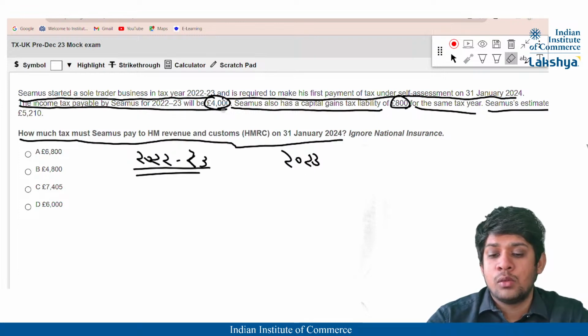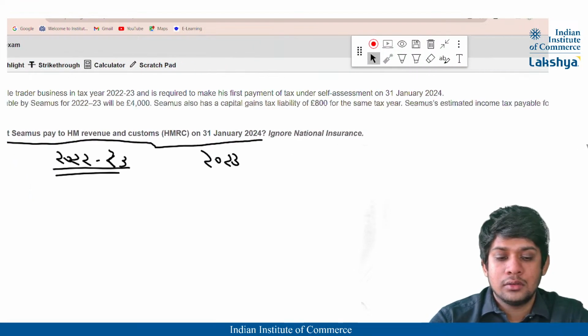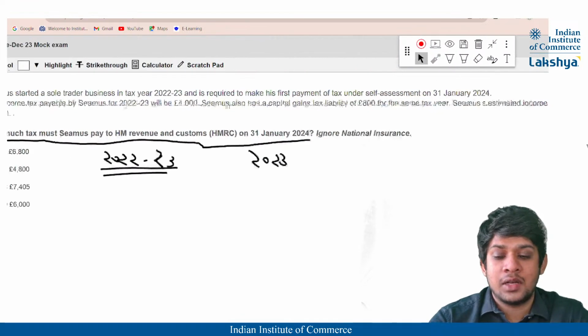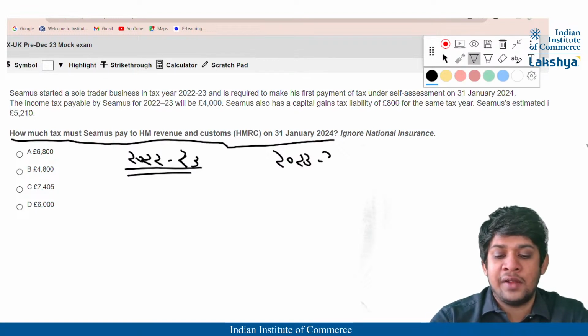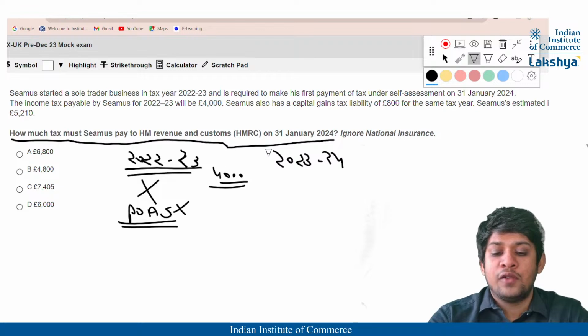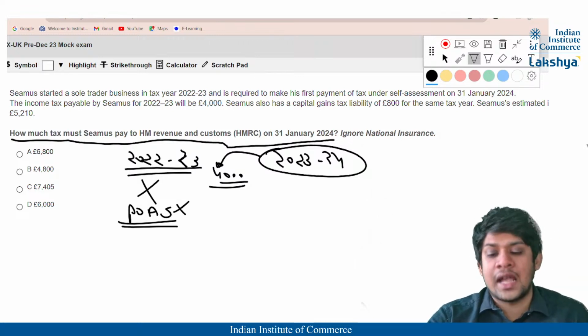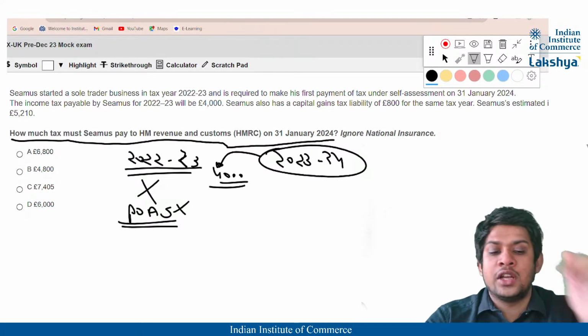The income tax payable was 4,000, and CMA estimated the income tax payable for 2023-24. So firstly, in the first year she will make no POAs. Her total tax liability for that year was 4,000 pounds. So for the calculation of POAs, you will take her previous year's tax liability, not relevant earnings.